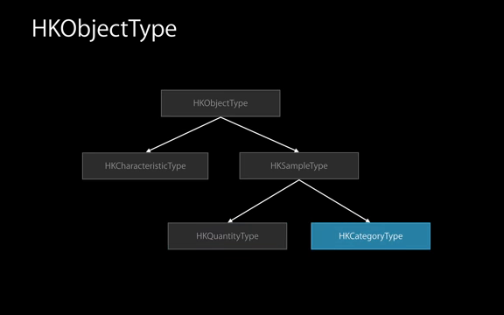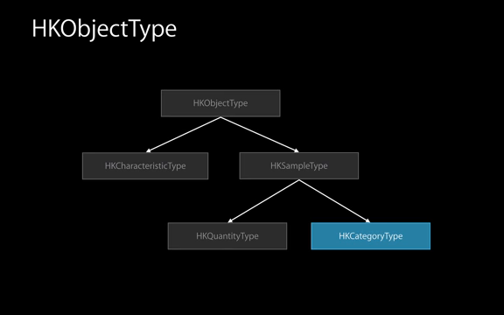Last, we have HKCategoryType. Category types describe the kind of data that can be categorized into an enumeration of values. An example of category type is sleep analysis, which is how we store sleep in HealthKit.